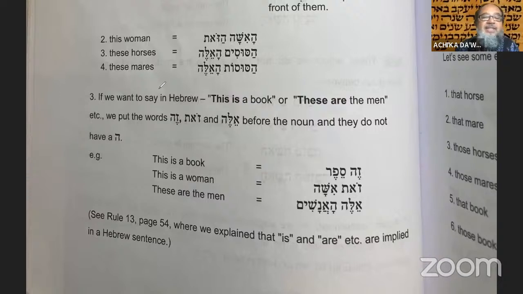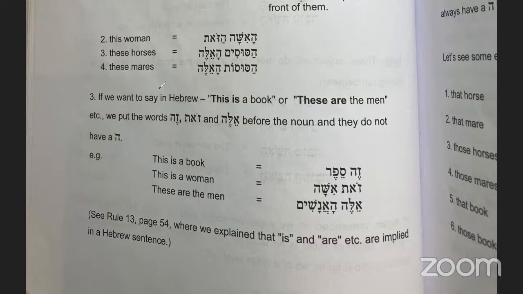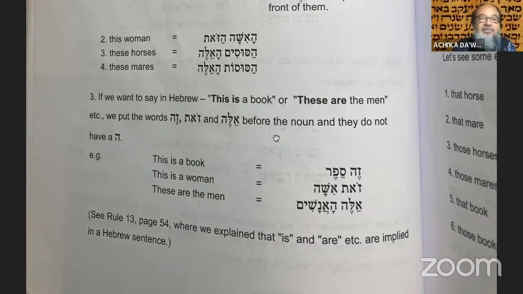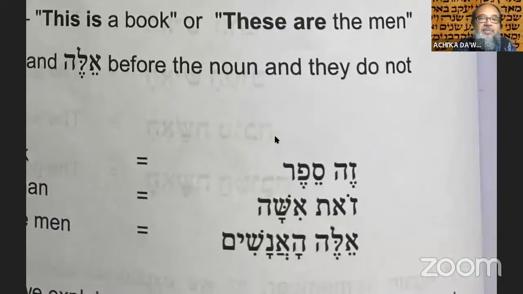So they say here that we put the words ze, zoth, and ele before the noun, and they do not have a hey on the front of it. So it's not a direct object marker. Okay, because this is a book. This is not the book. This is a book. So how do we say this is a book? Ze sefer. That's the sefer right there.